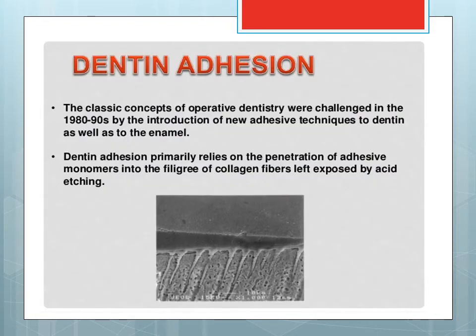So now, after talking about enamel adhesion, let's move on to dentine adhesion. Dentine adhesion primarily relies on, after acid etching and the formation of irregularities and surface roughness, the penetration of the adhesive monomers into the filigree of collagen fibers that have been left exposed by acid etching. So basically the formation of resin or dentine tags is the concept of dentine adhesion.